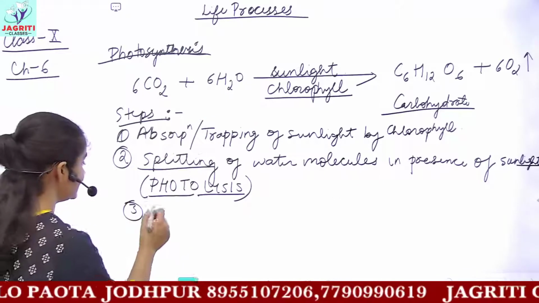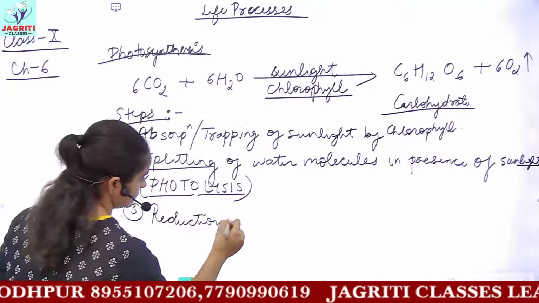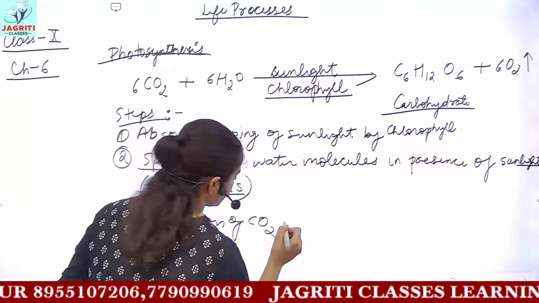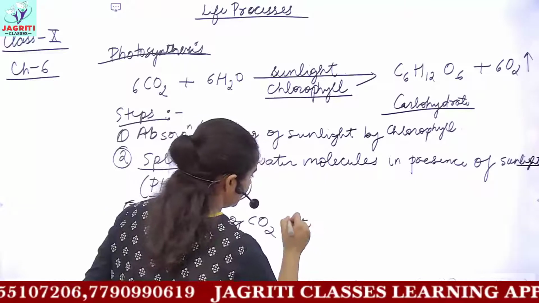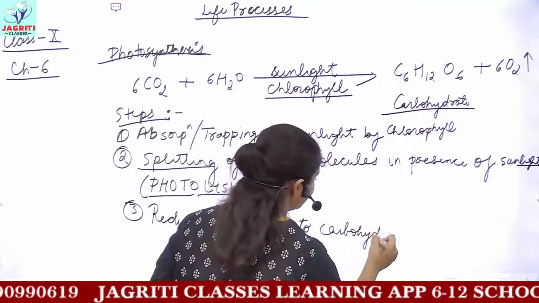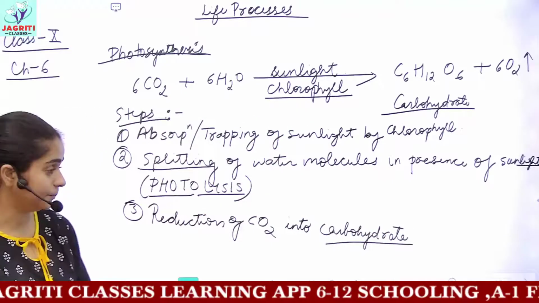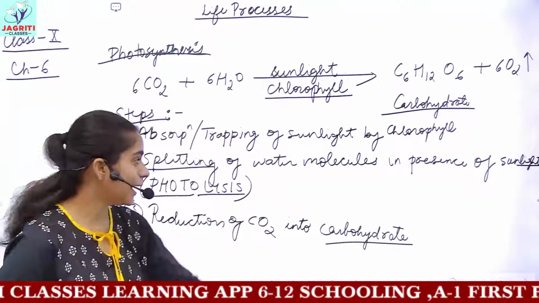And the next is reduction of your carbon dioxide into the respective carbohydrate, that is your plant food. You can also call it a sugar, a complex sugar moiety. So reduction of CO2 into carbohydrate.